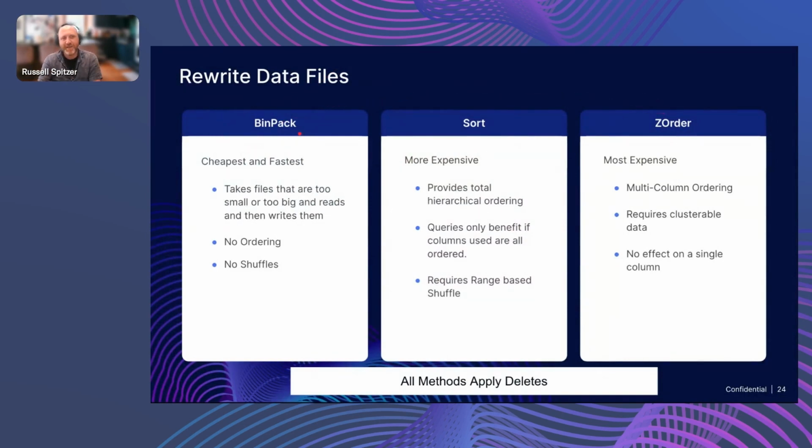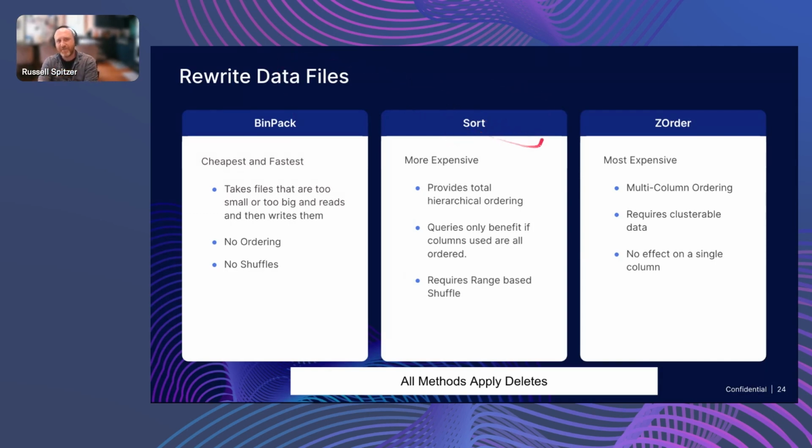Now, bin pack doesn't look at what the data is at all. It just reads files that are smaller than a target and then combines them. And it takes files that are larger than a target and splits them. That's all it does, just reads them in and writes them back out. So it's pretty cheap, very fast to do. No shuffle, but of course you get no ordering benefits here. And there's nothing to worry about with partitions here because all of these rewrites happen within partitions.